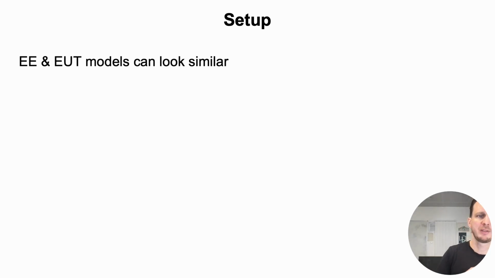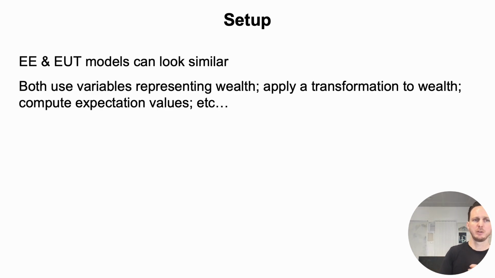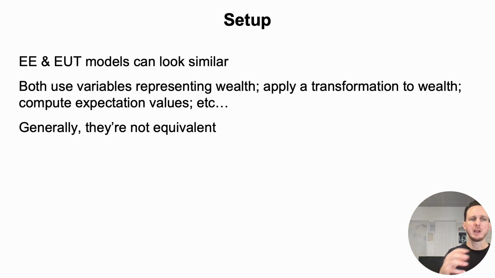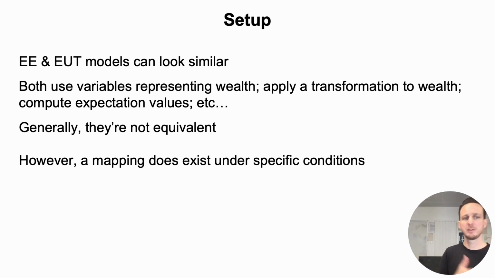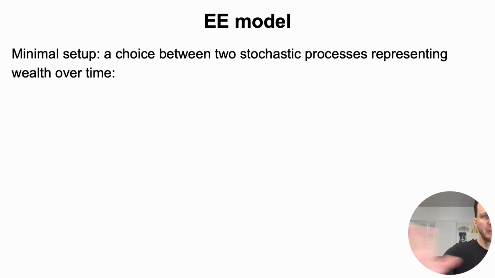So the setup is that basically EE and EUT can look similar under a certain light if you squint a little bit. Both use variables representing wealth, both apply a transformation to wealth, both compute expectation values, etc. Generally, however, they are not equivalent. However, a mapping does exist under specific conditions, which I will show you. So here's some minimal setup.